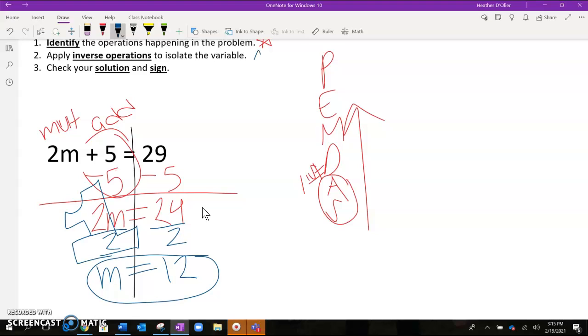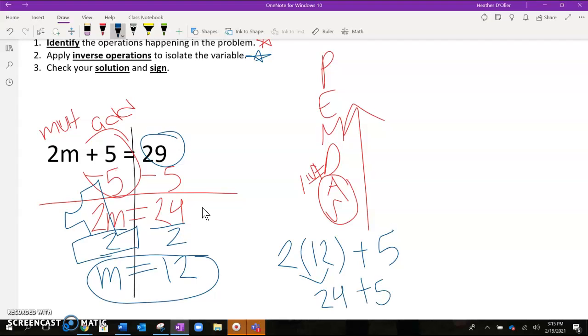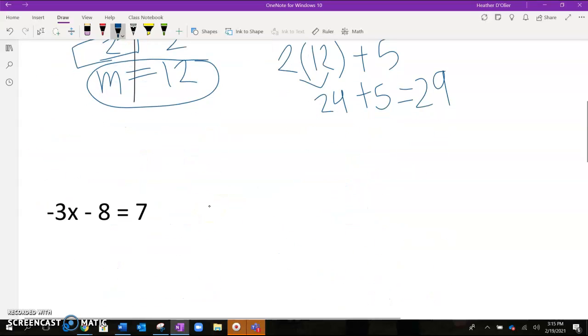And now I did my inverse operations. I can check my solution. So that means I'm doing 2 times 12 plus 5 to see if I'll get 29. Well, 2 times 12 is 24, and 24 plus 5 does in fact equal 29. I'm undoing the problem, so I'm going to do another one.